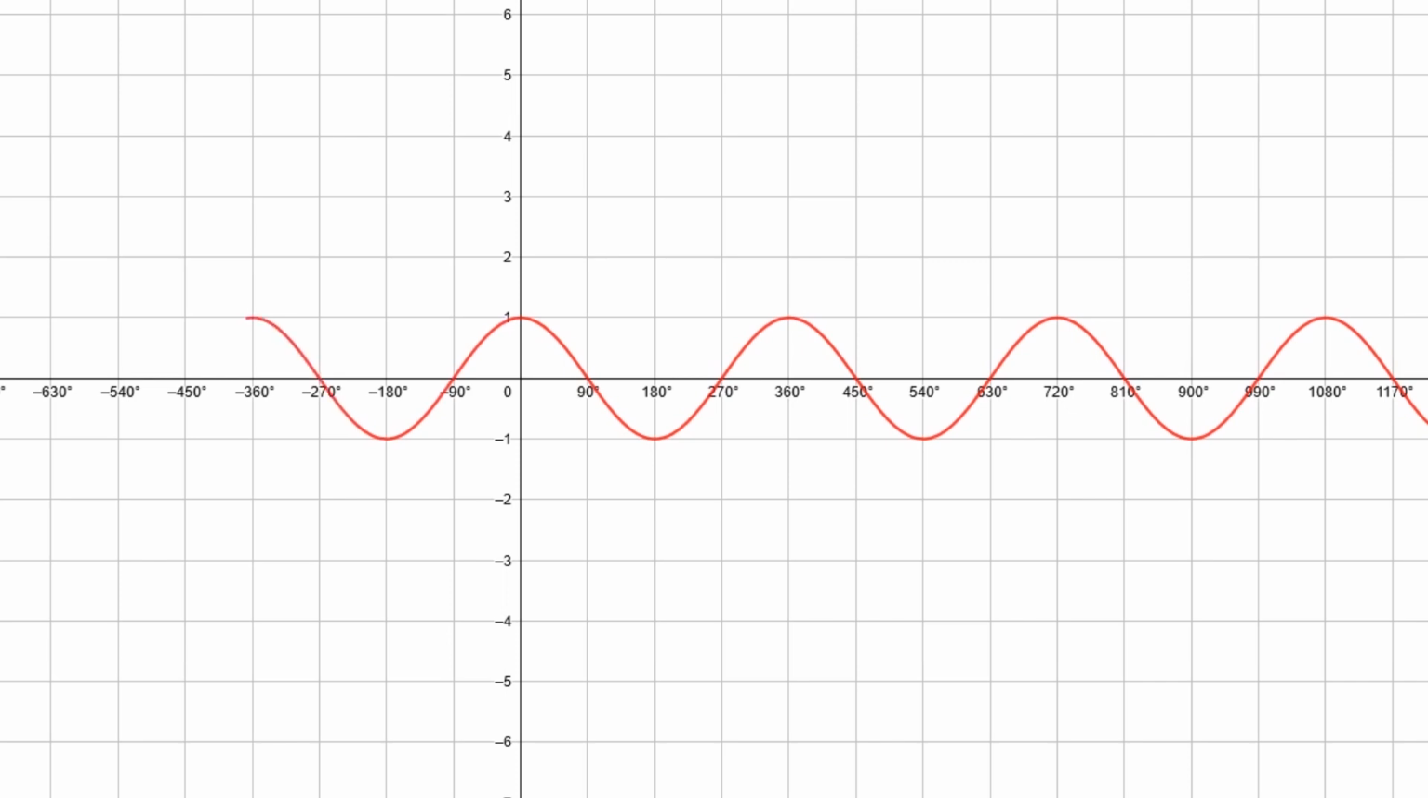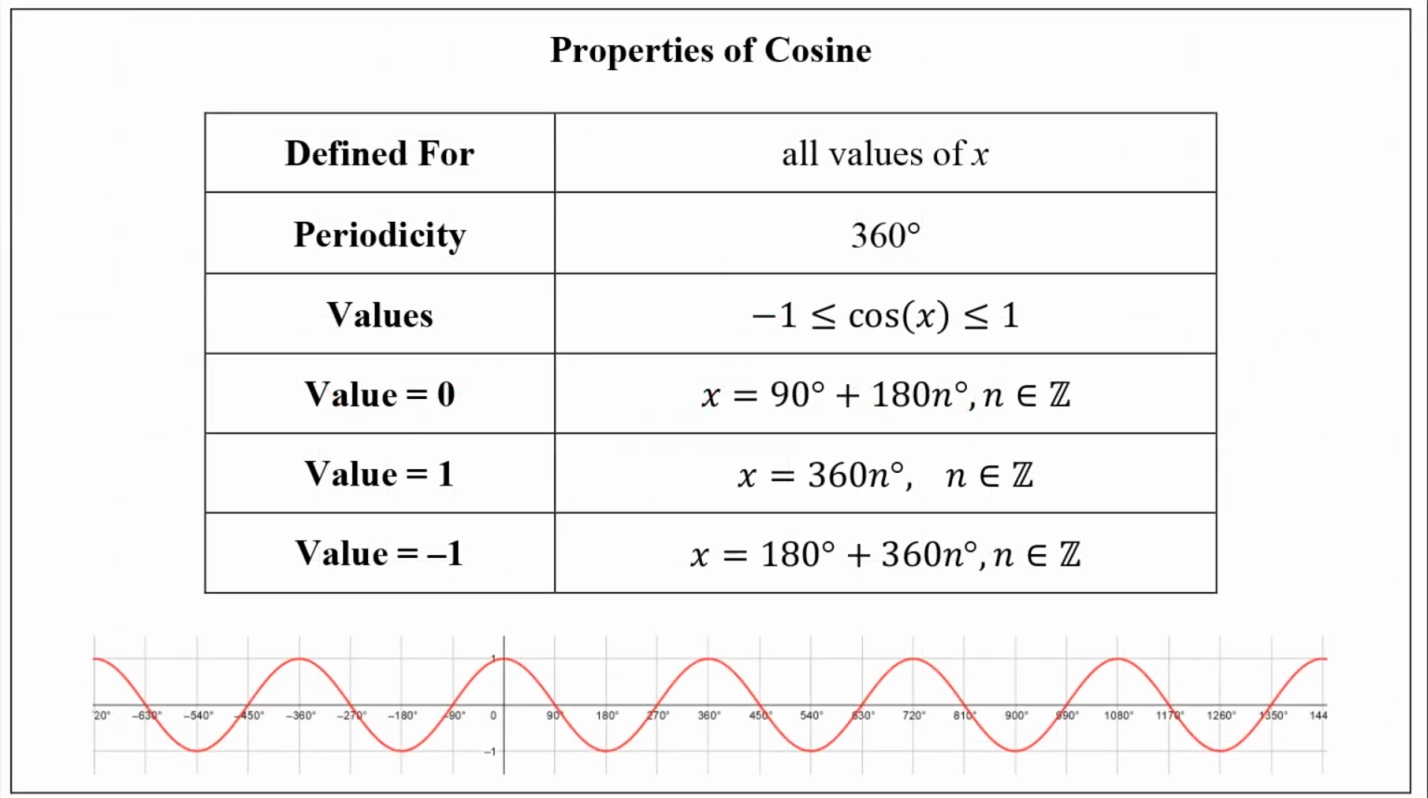So, we now have a graph of y is equal to the cosine of x. We can use our graph to see the following properties of cosine. The cosine function is defined for all values of x. The periodicity of cosine is 360 degrees. The graph always repeats after that interval. The value of cosine is always between negative 1 and 1, because the length of that horizontal line will always be between negative 1 and 1.